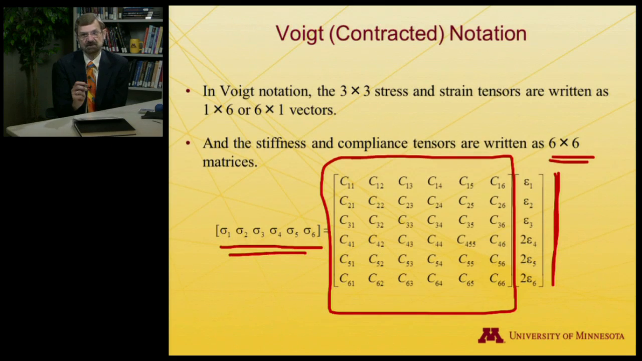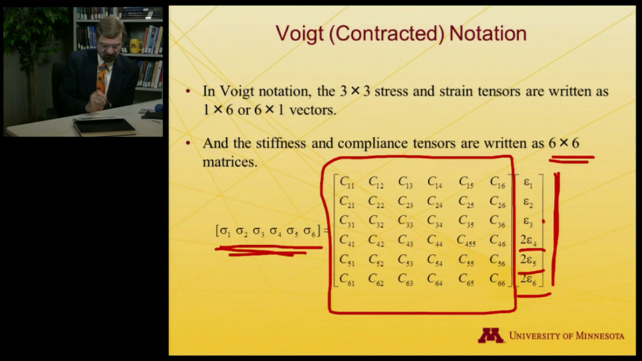Okay, and the only thing you have to realize is that there's one subtlety, if you do this carefully and correctly. The sigmas look okay. It goes sigma 1, 2, 3, 4, 5, 6. But the strains have this little hiccup in them in that they go strain 1, strain 2, strain 3, and then it's 2 times strain 4, 2 times strain 5, and 2 times strain 6. And that's just a result of about 6 pages of mathematics that will not be shown today.